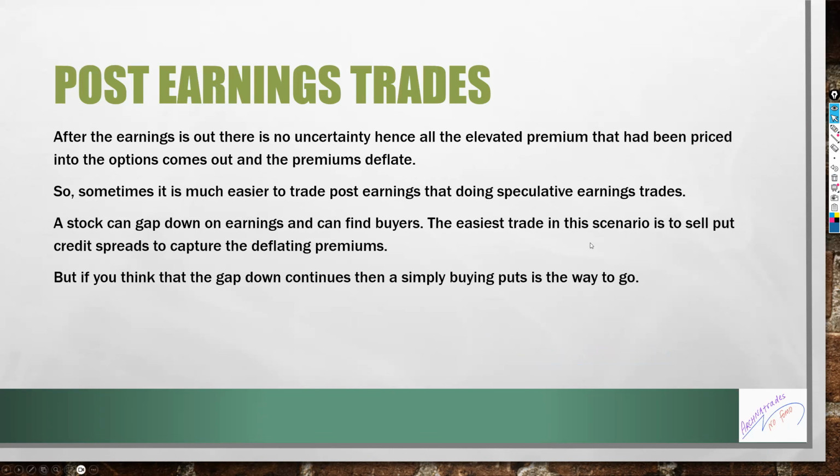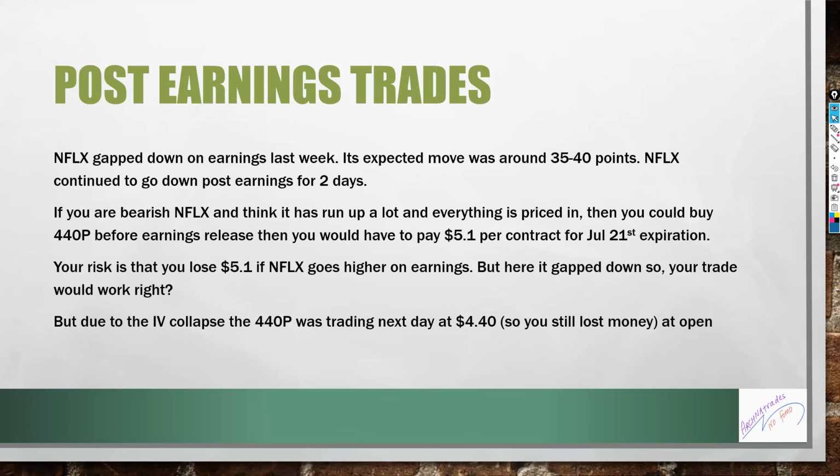Okay. Now let's look at Netflix. Netflix had gapped down on earnings last week. Its expected move was around 35-40 points. Netflix continued to go down post earnings for 2 more days. So if you are bearish Netflix and think it has run up a lot and everything is priced in, you could have bought a 440 put before the earnings release, and you would have paid $5.10 per contract for July 21st for last week. Your risk is that you can lose $510 per contract if Netflix went higher on earnings, but it gapped down.